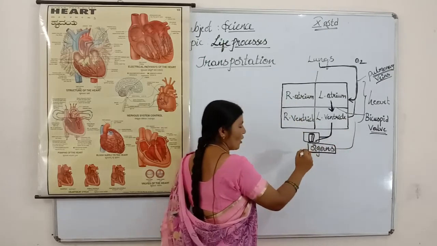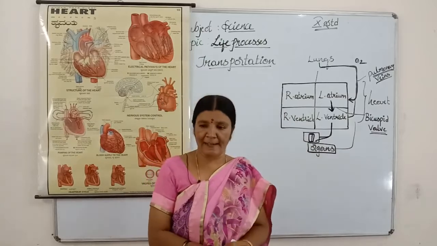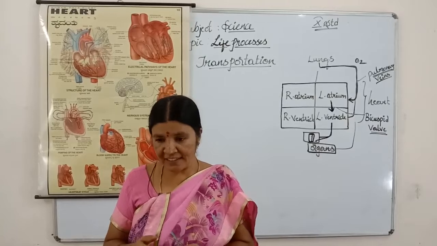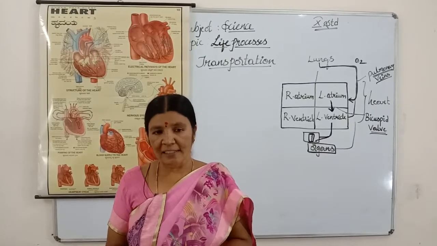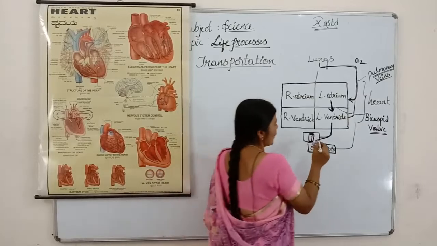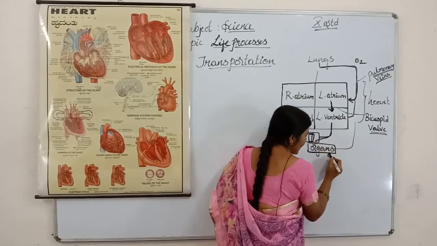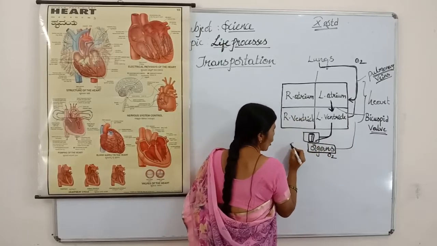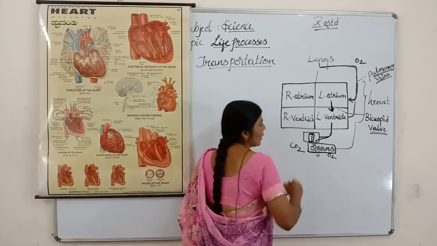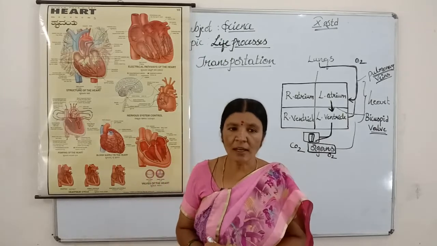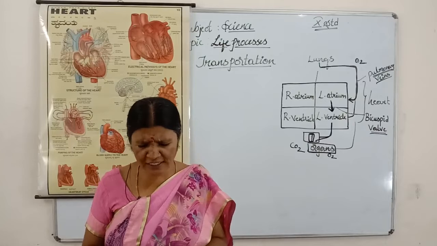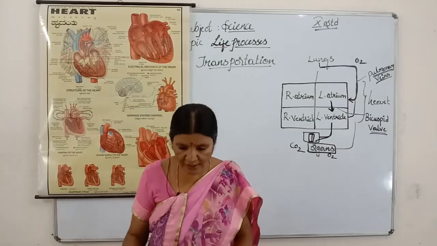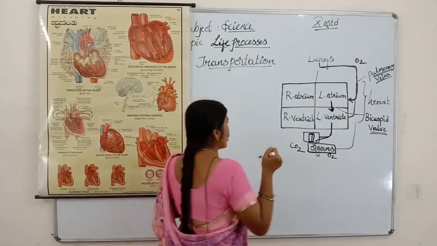In the organs, respiration takes place, as we have seen in our earlier class, isn't it? To get energy, respiration. In respiration, the organs take up oxygen and give back to the blood. What will it give back? Carbon dioxide. Carbon dioxide is given out to the blood. Got it, children?